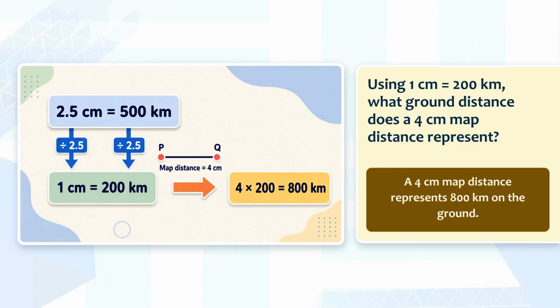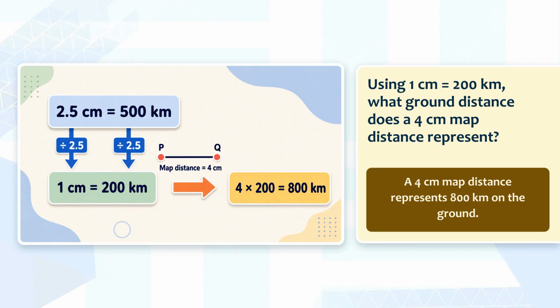Use the 1 centimeter value shown in the middle. Using 1 cm equals 200 km, what ground distance does a 4 cm map distance represent? The repeated groups confirm the calculation. A 4 cm map distance represents 800 km on the ground. 4 groups of 200 kilometers make 800 kilometers.